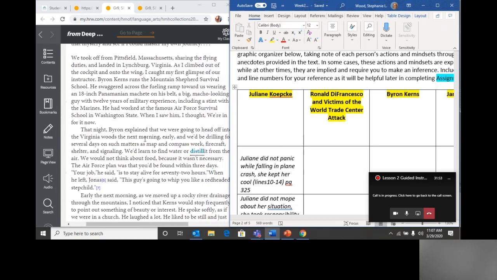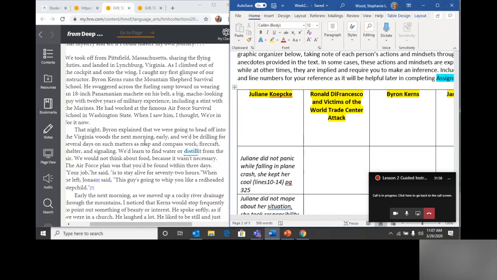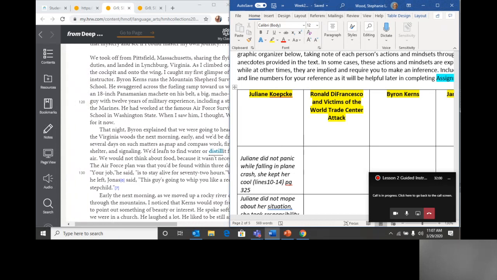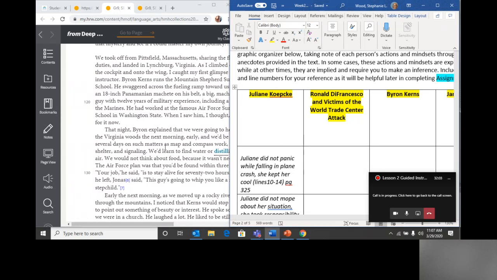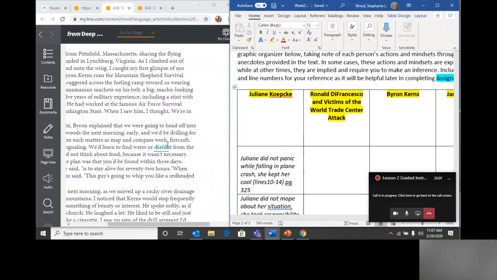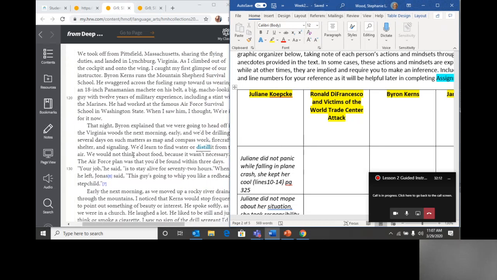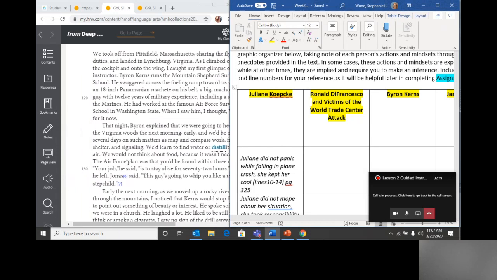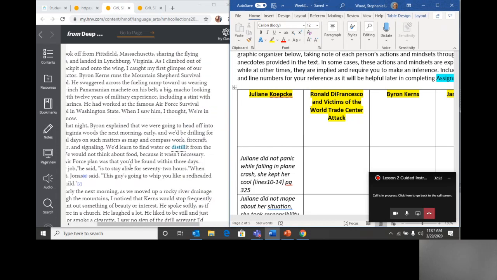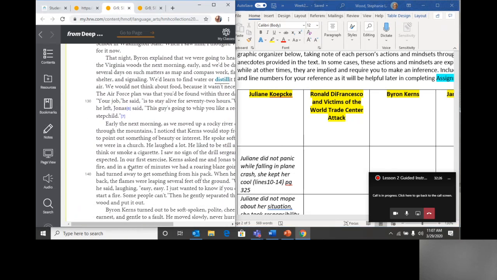That night, Byron explained that we were going to head off into the Virginia woods the next morning, early, and we'd be drilling for several days on such matters as map and compass work, firecraft, shelter, and signaling. We'd learn to find water or distill it from the air. We would not think about food because it wasn't necessary. The Air Force plan was that you'd be found within 3 days. Your job, he said, is to stay alive for 72 hours. When he left, Jonas said, "This guy's going to whip you like a red-headed stepchild." Okay, well, I don't know how PC that is.